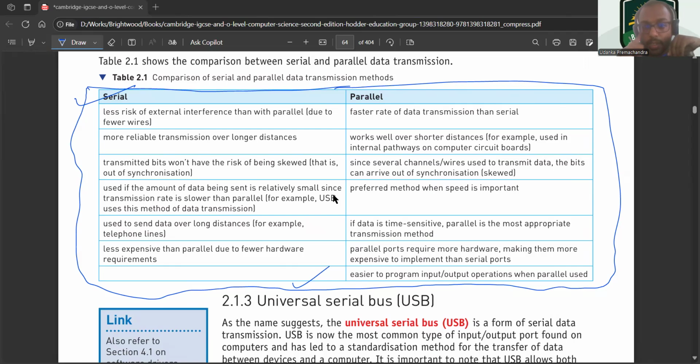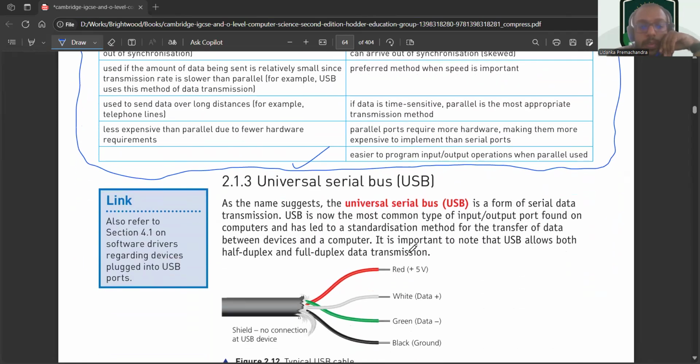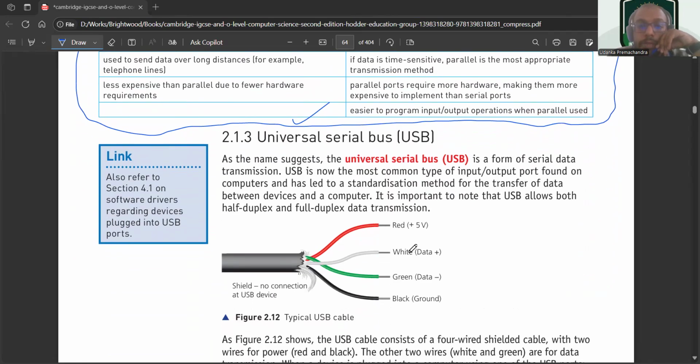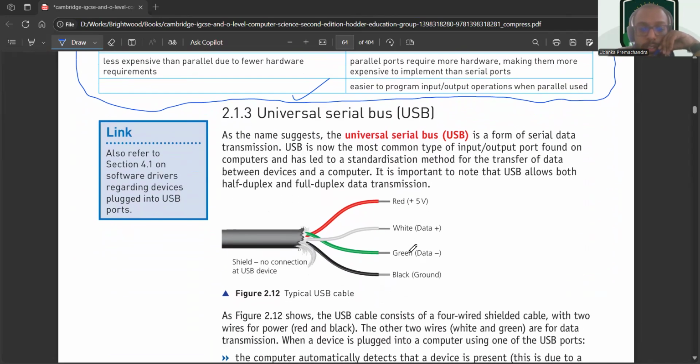You can compare like this, the differences between serial and parallel. The next topic is the Universal Serial Bus. We call it USB, the USB drive. Why are we calling it Universal Serial Bus? Because USB is a form of serial data transmission.